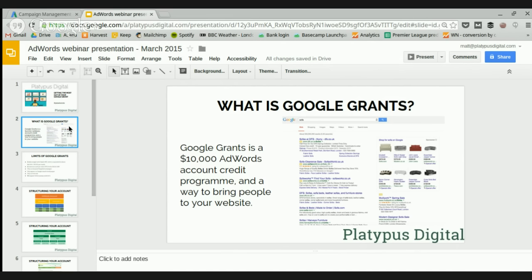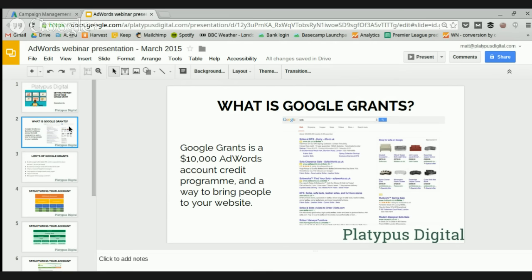So $10,000 every month, obviously, is a pretty big amount of money to pay for a number of clicks. Depending on what you're advertising, it can bring in quite a number of clicks, and it's a great way of generating huge amounts of traffic to your website, bringing in new supporters, even gaining donors for your particular cause.